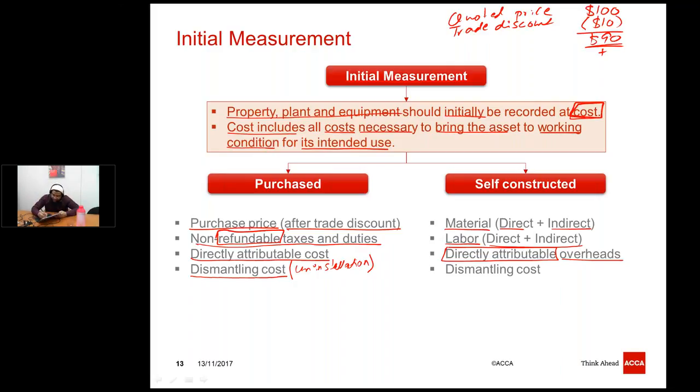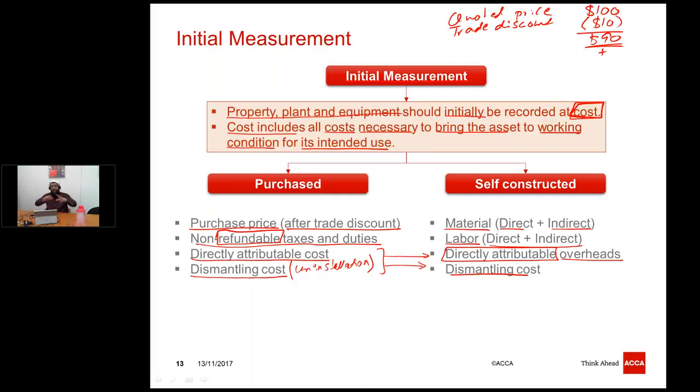And then same, the dismantling cost. So we can say that these 2 points are the same. The directly attributable cost, the directly attributable overhead means the same. Dismantling cost means the same. The only difference is that I'm not paying the purchase price. Instead, I'm paying the material and the labor.